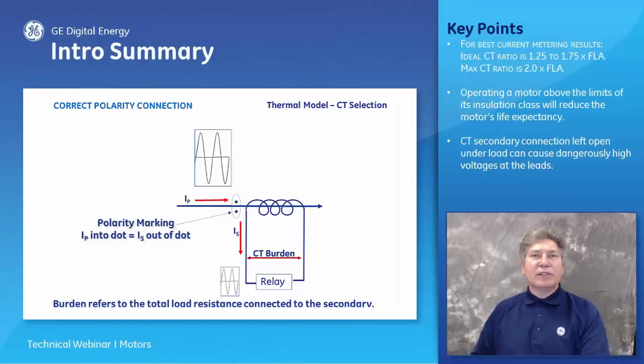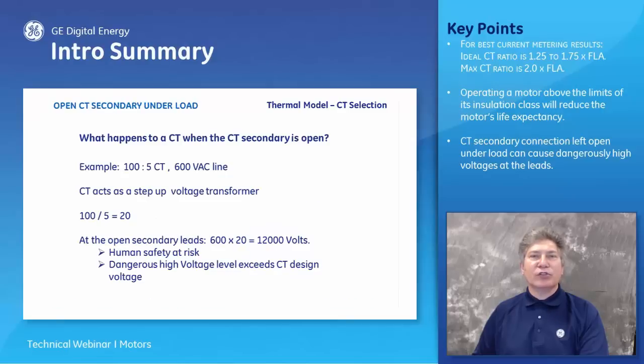The secondary of the CT must always have a burden load connected to it. An open circuited secondary on the CT acts as a step-up voltage transformer that can result in dangerously high secondary voltage. Therefore, energized but unused CTs must be kept short-circuited to eliminate any chance of injury.